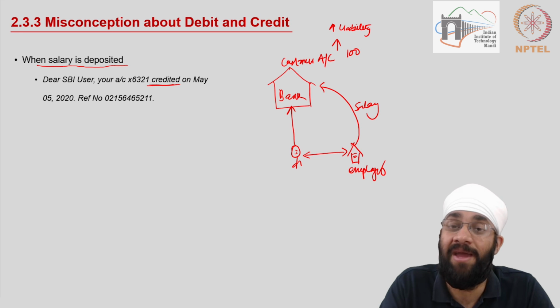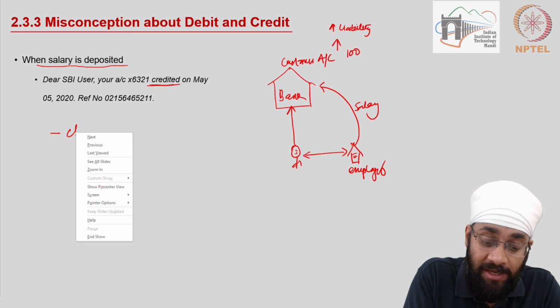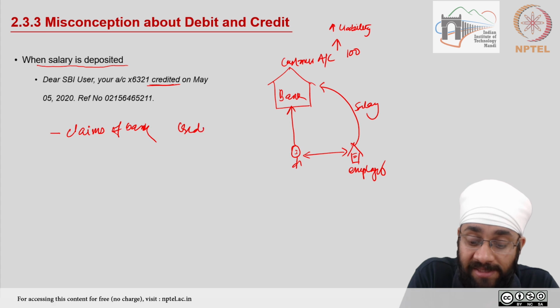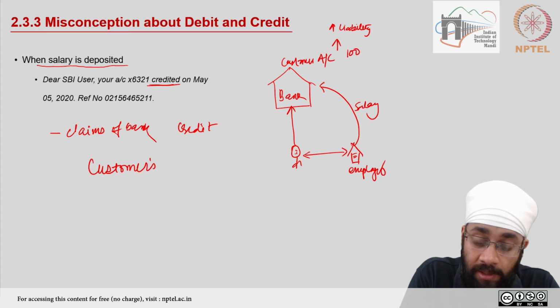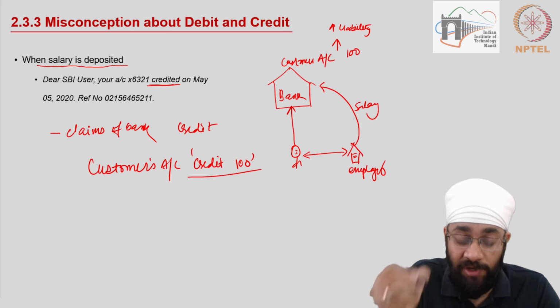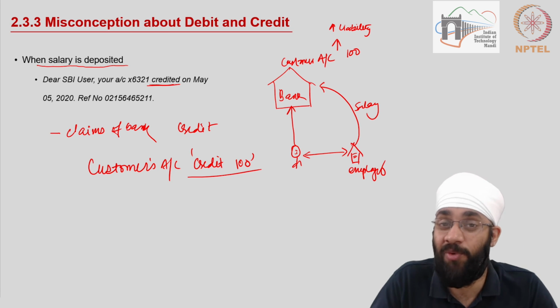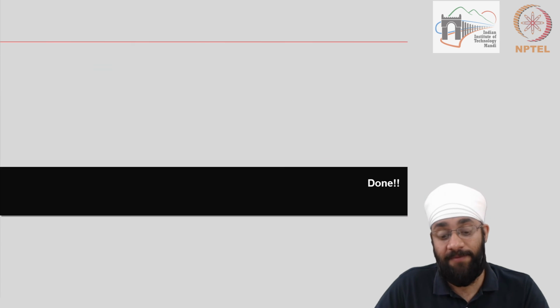So in that case, the bank's claims go down, and a reduction in the claims of the bank is shown by the bank as a credit. They say the customer's account is showing a credit of 100 because more money has been deposited. We have more liability towards this person. This person has more claims on our bank. So let's write a credit there.